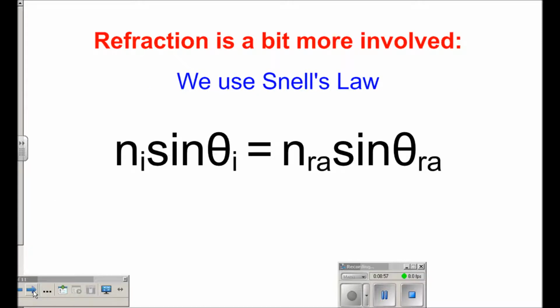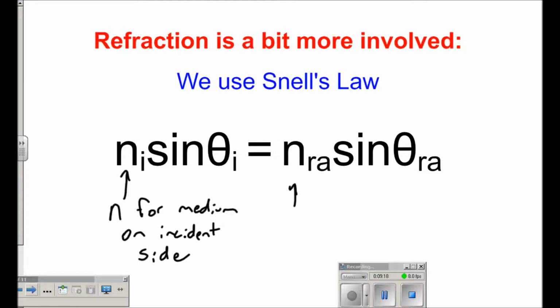You actually have to use what's called Snell's law. To do that, you need to know your two indexes of refraction. This is n for the medium on the incident side. In other words, whatever your beam of light is starting in. And then this is on the refracted side, whatever the light's going into. Okay, and then there are two angles. This is your angle of incidence, which you already know. This is your angle of refraction.